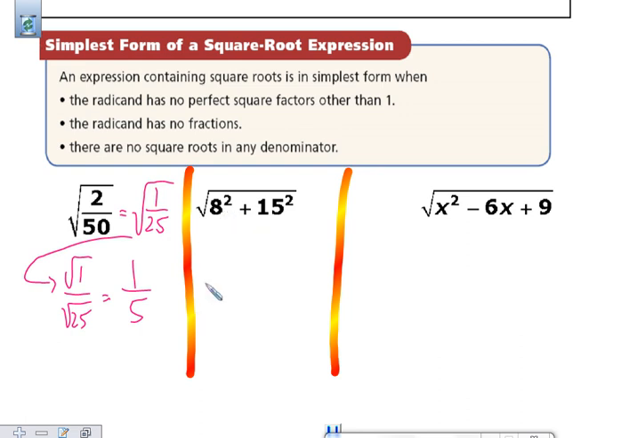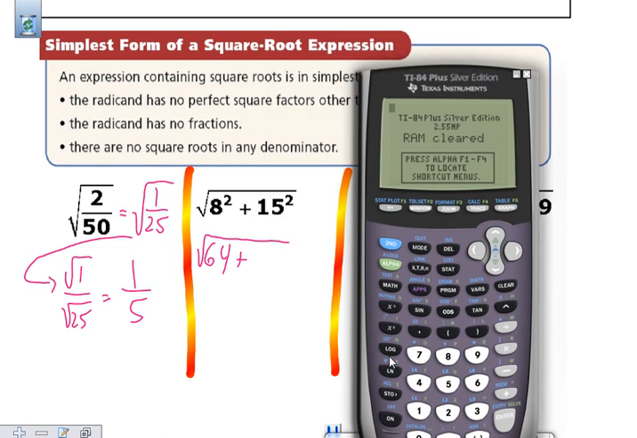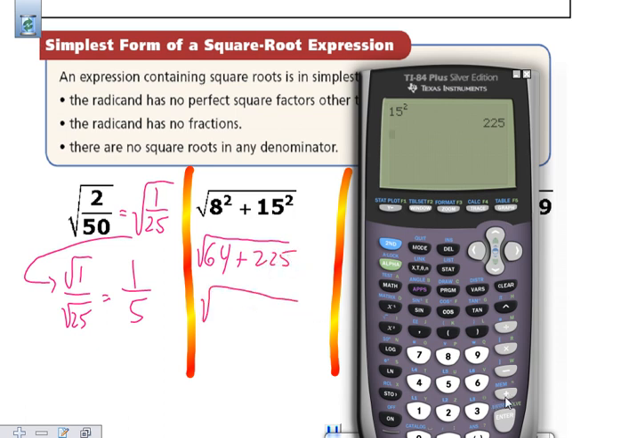Well, let's start combining this stuff. 8 squared is 64. 15 squared, if you need a calculator, we should be using that kind of thing. 15 squared in this problem is 225. Now if I add the things inside the radical, in other words, take the 225 and add 64 to it, I get 289. Now, I'm going to see if I can actually do a square root of 289.